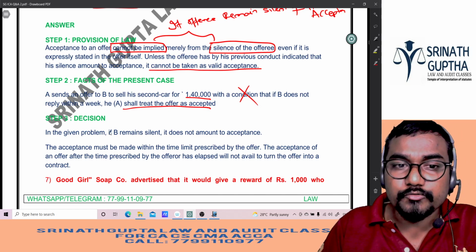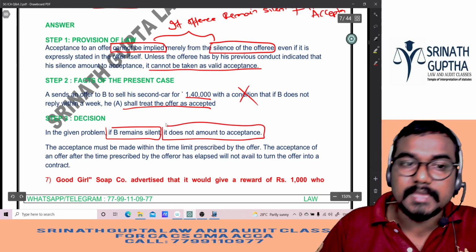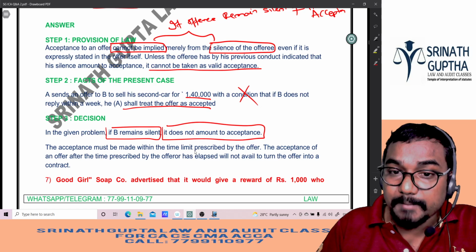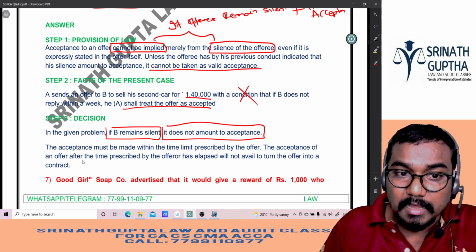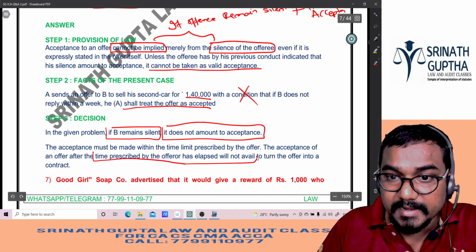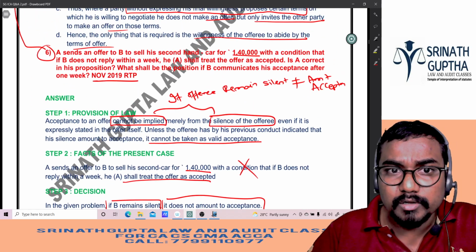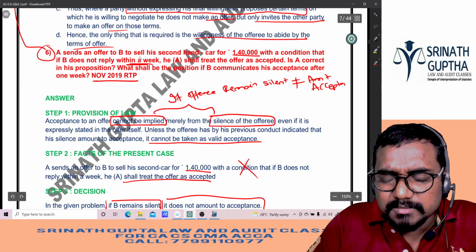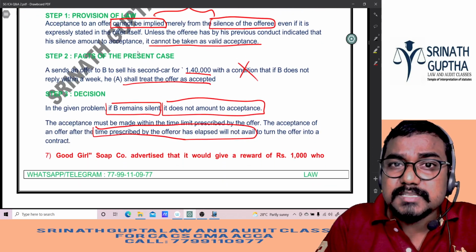In the given problem, if B remains silent, it does not amount to acceptance. Acceptance must be made within the time prescribed by the offerer. The acceptance of the offer after the time prescribed is also not valid, beta. Because what did he say in the question? See beta, you have to give the reply within 1 week. Time is specified. If you are accepting the offer after 1 week, the acceptance is invalid.